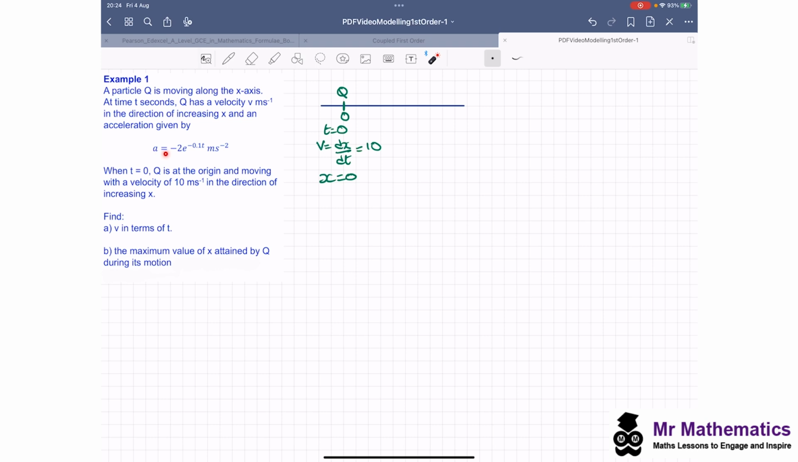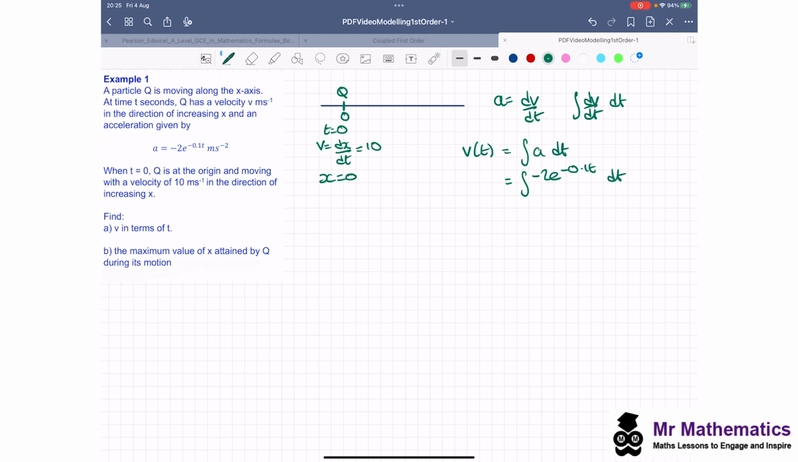So now we need to use the acceleration function to work out the velocity. But we know that acceleration is the rate of change of velocity, which is dv by dt. So if we took the integral of dv by dt with respect to t, then these dt's would cancel, and the integral and the derivative would cancel, so we're left with v. So to work out the velocity as a function of time, we need to integrate the acceleration with respect to time. So this will be the integral of negative 2e to the negative 0.1t dt.